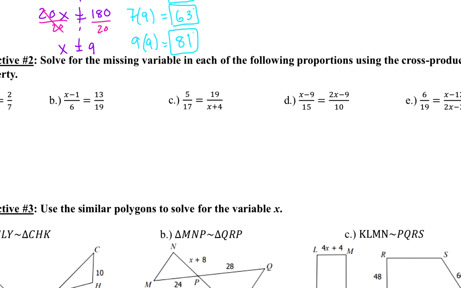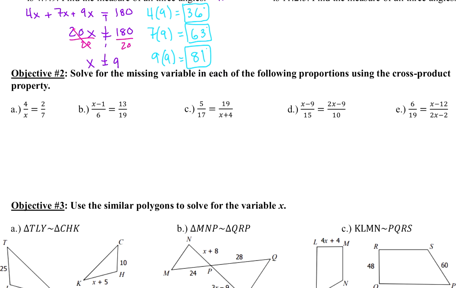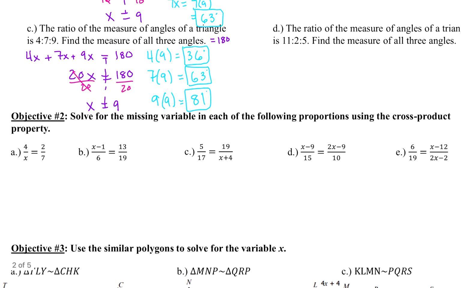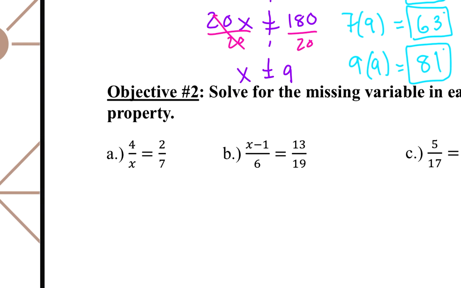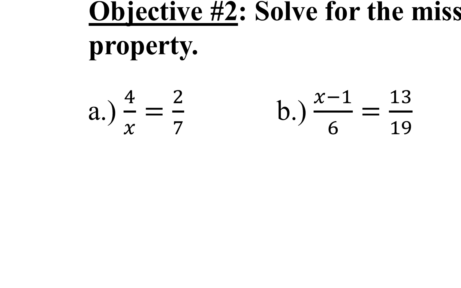All right, objective 2 comes down here, and now we're talking about doing the word proportions. The last one was doing ratios. Now we're doing proportions, where we're comparing two ratios to each other. So you'll notice with these, we got a fraction equal to a fraction. I'm going to zoom in on this one. Let's start with this one right here.